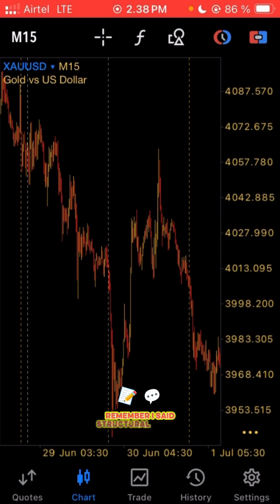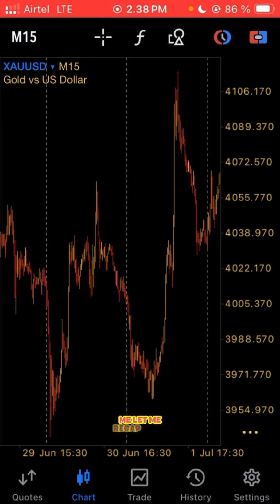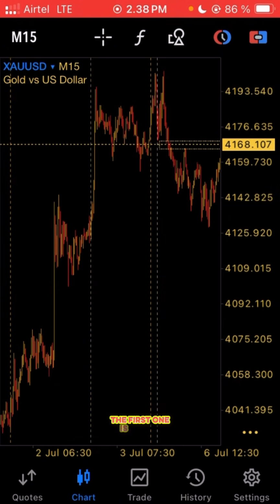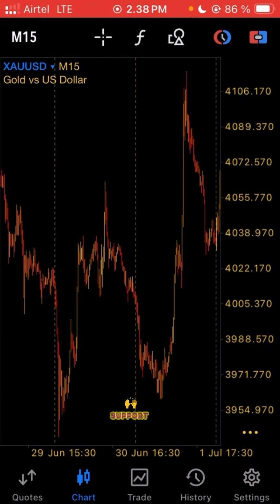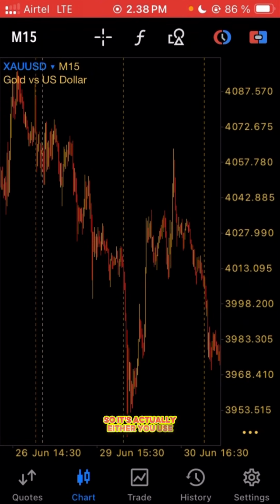Remember I said structural levels, right? Remember I said trend. So let me recap. All right, the first one is the support and resistance levels. The second one is your trend levels, and the third is chart patterns and structural levels, right? So it's actually either you use chart patterns, it depends on your concept or strategy. My strategy is not just chart patterns but structural patterns as well, which is supply and demand zones.